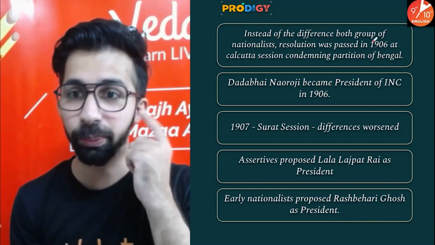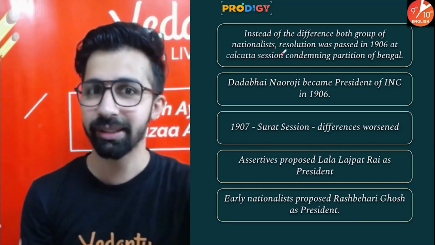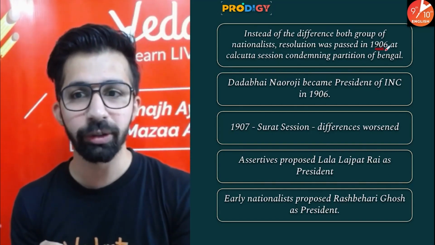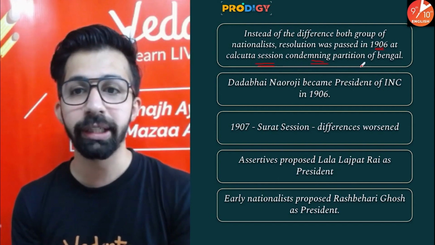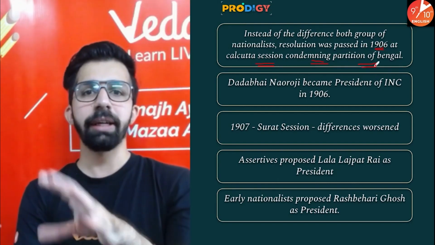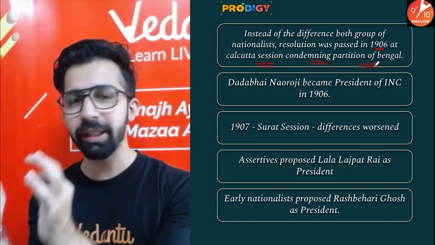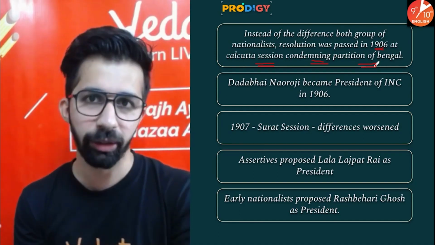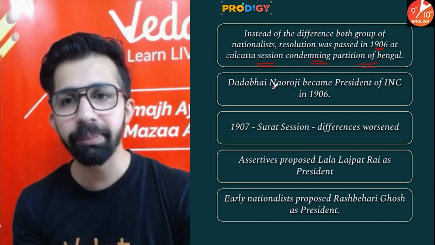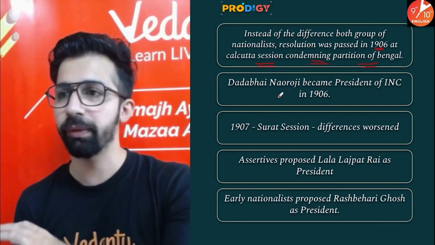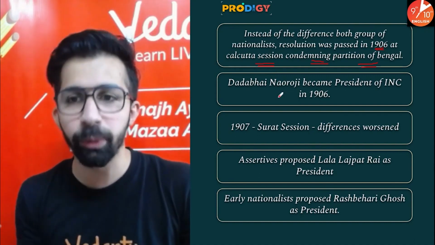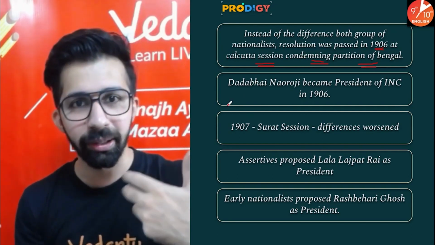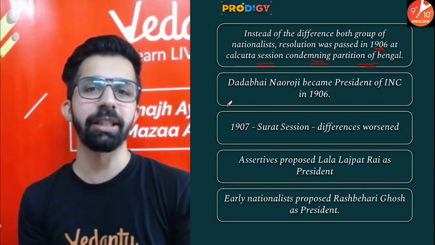Despite the differences, both groups of nationalists, that is assertive and early nationalists, passed a resolution in 1906 at the Calcutta session condemning the partition of Bengal. Both had a common view on the partition of Bengal. We condemned the partition of Bengal. We showed complete disapproval against it, because we knew the real reason behind the partition of Bengal.